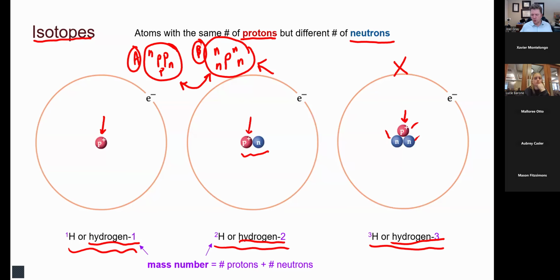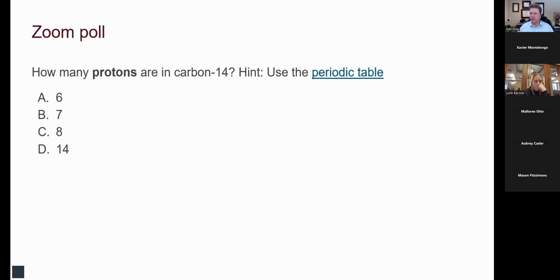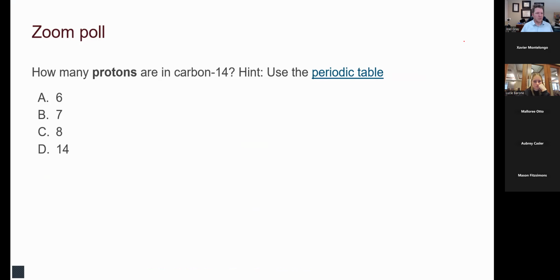What I want you guys to be able to do is to see a question like this. And here's our first mid question for the day. How many protons are in carbon 14? And you would have the periodic table on an exam, but I'm going to give you this one. Let's see. Carbon has an atomic number of 6. So if we looked at the symbol for carbon, it would look like this, 6 and 14.